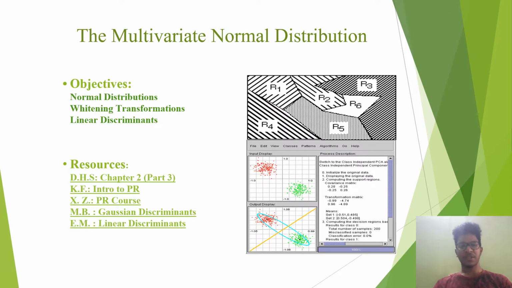Today our topic is the multivariate normal distribution. Our main objectives are normal distributions, whitening transformations, and linear discriminants. Resources for this PowerPoint are DHS Chapter 2 Part 3, KF Intro to PR, the Exit PR course, MH Gaussian discriminants, and EM linear discriminants.